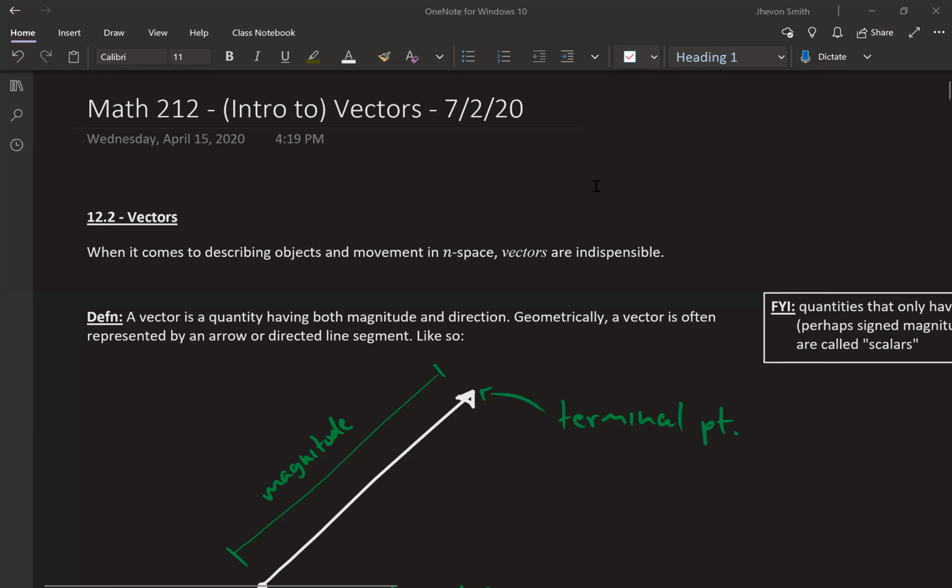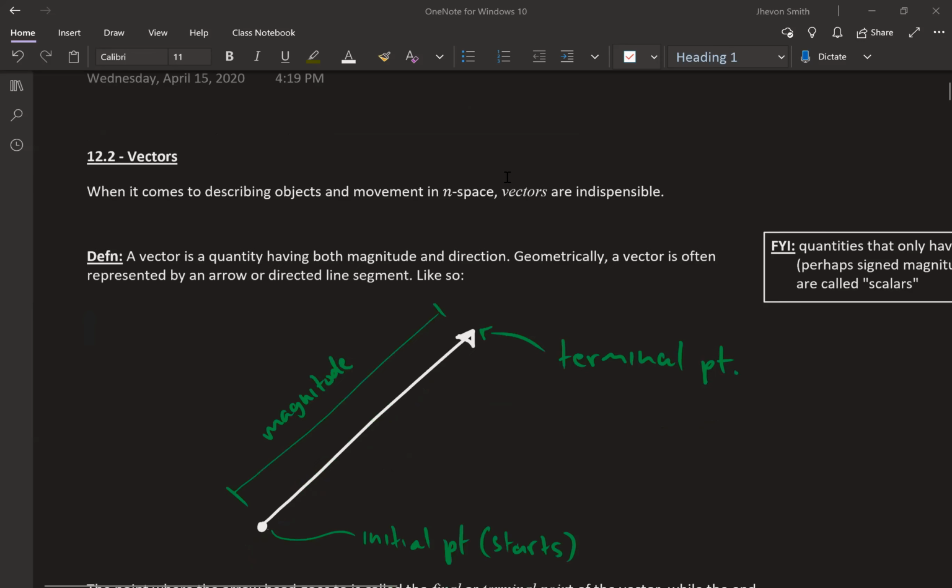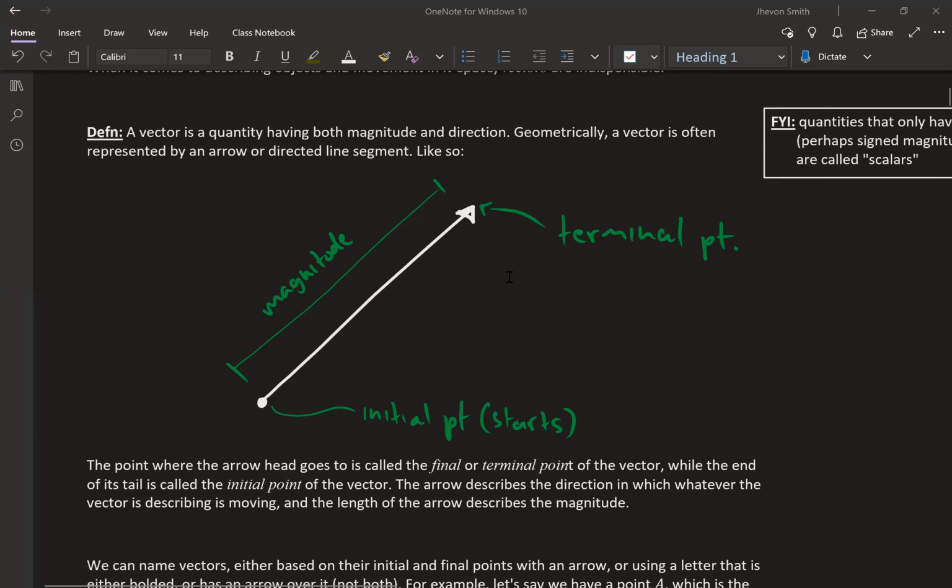So let's actually just jump into it. Since we already took the time out for the quiz, let's not waste too much more time. And here we go. This is what we were doing last time. This is the last half of the last class where we started to introduce vectors. A vector is just a quantity with magnitude and direction. We saw that we can represent them by a directed line segment.